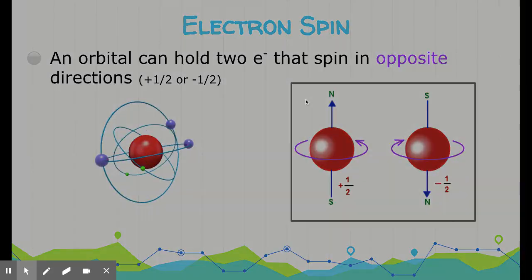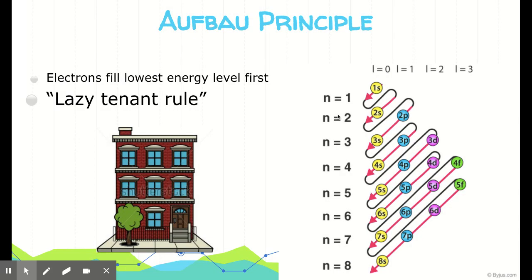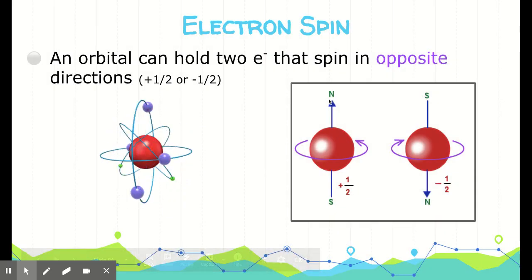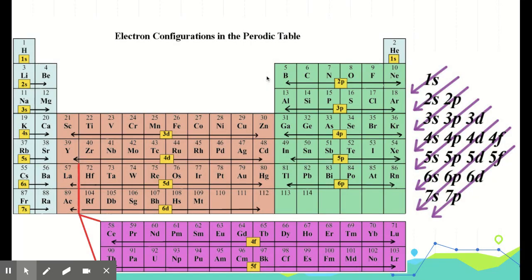If you have 2 electrons, let's see. Oops, actually I could show you on this one. Here on these little p orbitals, you have 2 electrons. If one is spinning in this direction, the other one is spinning the other direction. So just keep that in mind. The electrons will always spin opposite of each other.